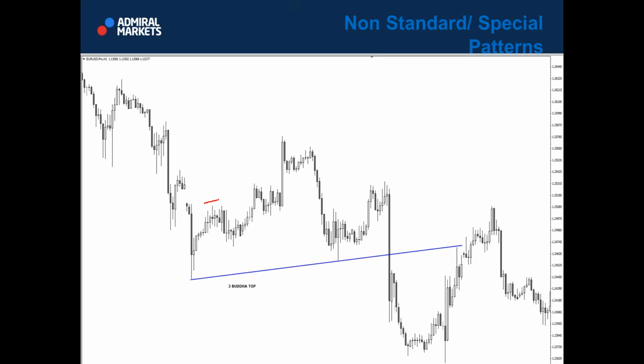This could be a left shoulder, but it isn't. This is the left shoulder, 1, 2, 3. This is the head, and this is again the right shoulder. This is the neckline. It connects two lows, and on the breakout you can short it here.